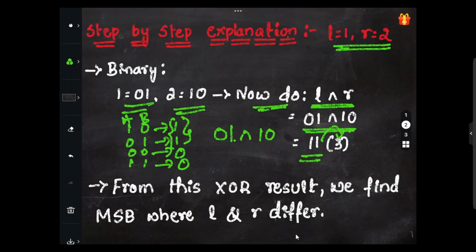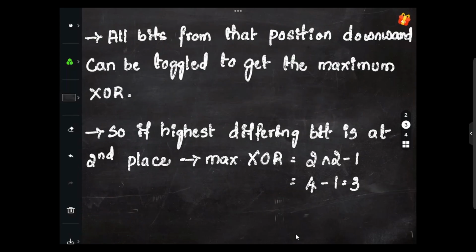From this XOR result, we will find the MSB. MSB means most significant bit, the most significant bit where L and R differ. That's what we will be doing, right? So just keep this in mind. Next step, let's move on with the next step.